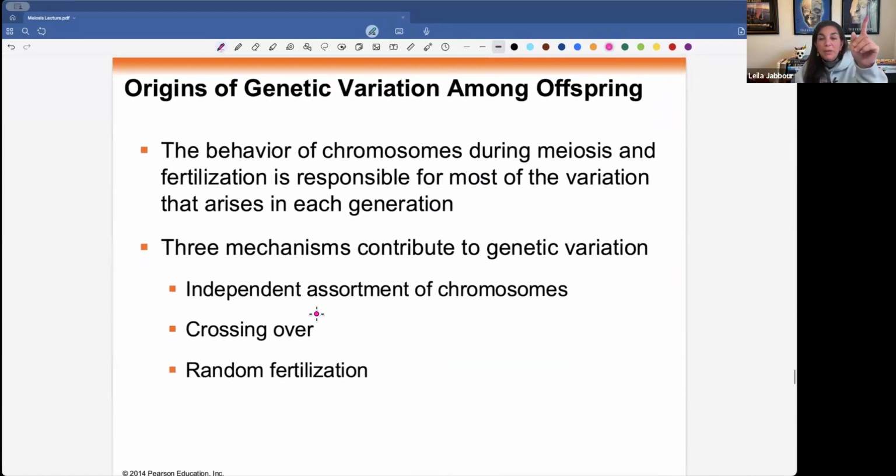So: independent assortment of chromosomes, crossing over, and random fertilization.